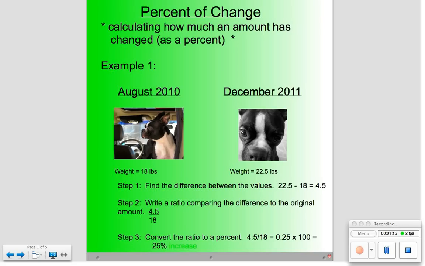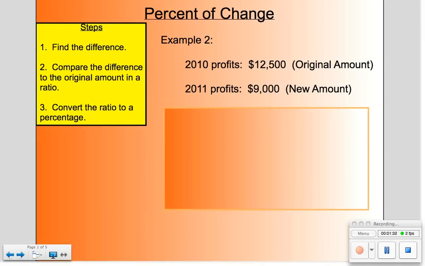Of course, I'm going to divide the numerator by the denominator, getting me to 25 hundredths, and then I multiplied by 100 to find out that the increase was 25%. So that's the change that happened there, a 25% increase. Let's try a few more of these.